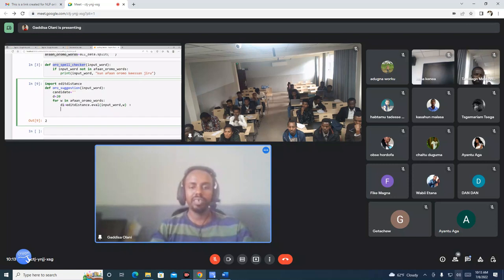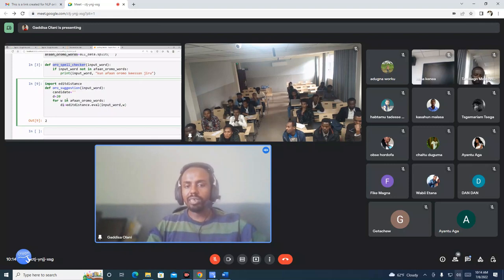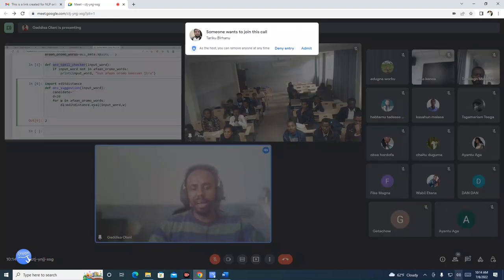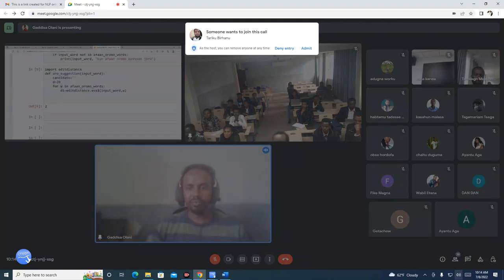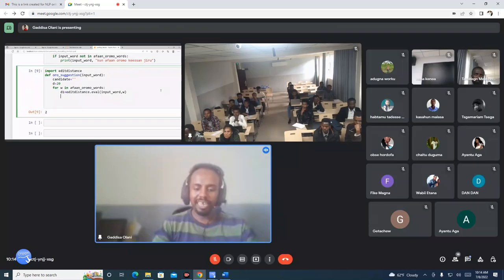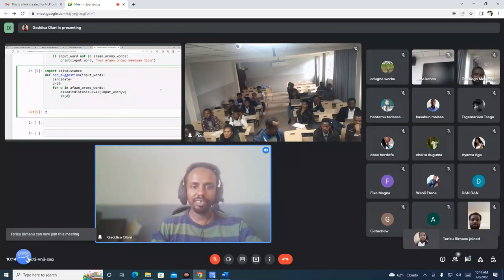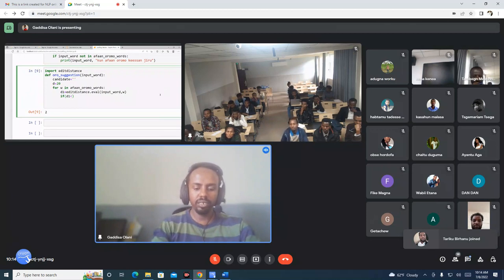So distance, we get the distance from the current word, the first word, to the input word. So this will keep repeating until all the valid words in this file are scanned. Okay, so if B1 is less than B2.